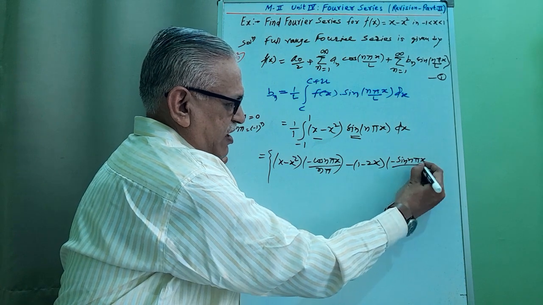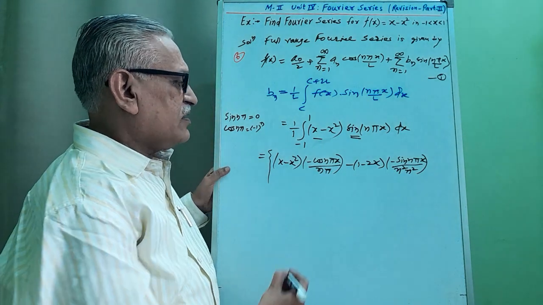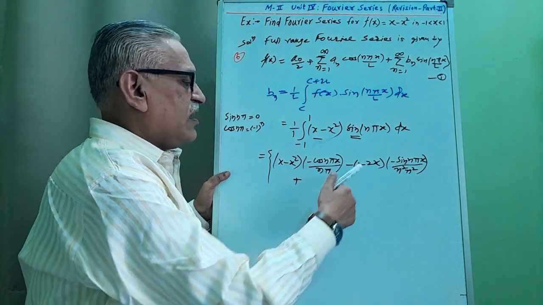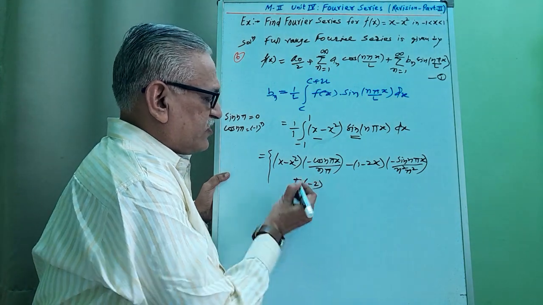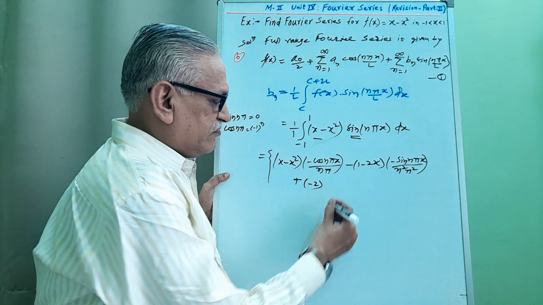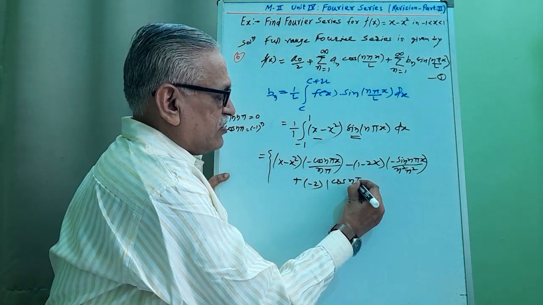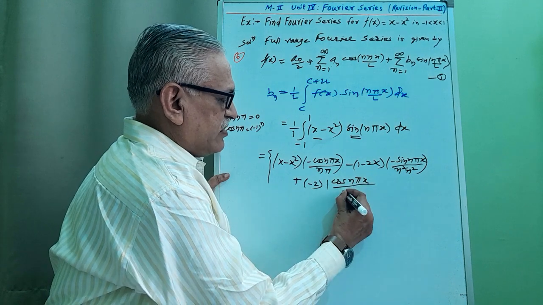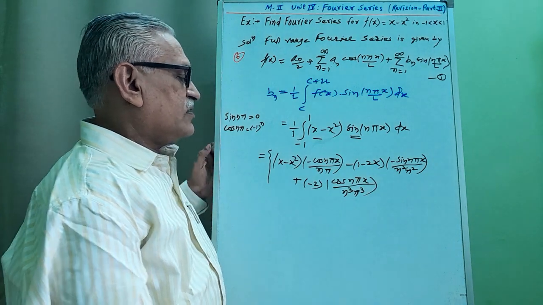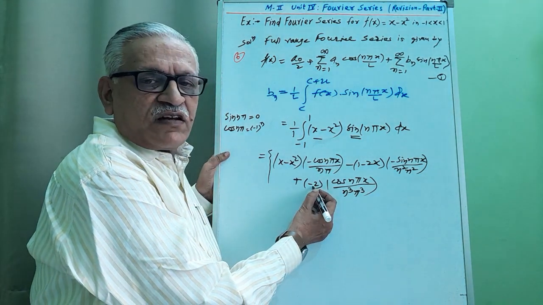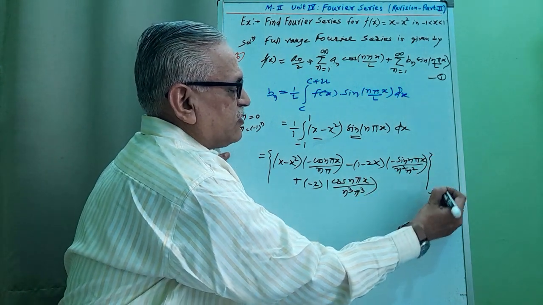n pi x by n square pi square, then plus differentiation of this term with respect to x is minus 2. Next, integration of sine, with minus and this minus, it becomes plus cos of n pi x by n cube pi cube, and next term becomes 0 as this one is a constant term, and then limits are from minus 1 to plus 1.